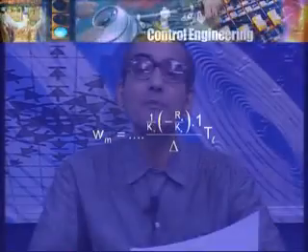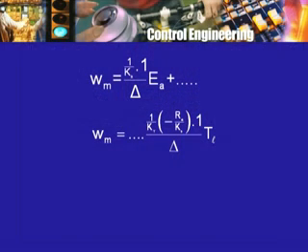Delta has 1 minus L. I have to only choose loops which do not touch this forward path, but this forward path involves both the nodes omega m and Ia, whereas the loop involves both the nodes omega m and Ia. So, what remains of delta? Once again, only 1. So, I will write 1 divided by delta, and that is the complete expression for omega m in terms of Ea and TL. Omega m equal to 1 by Kb divided by delta into Ea minus Ra by Kb Kt into delta into TL.